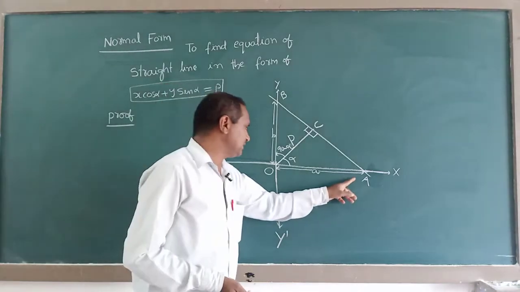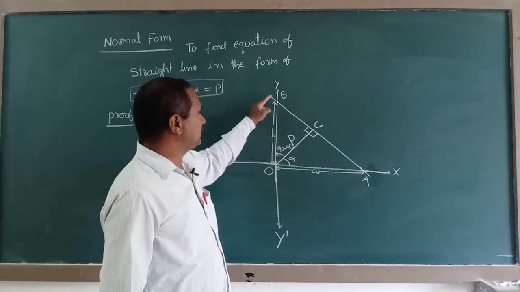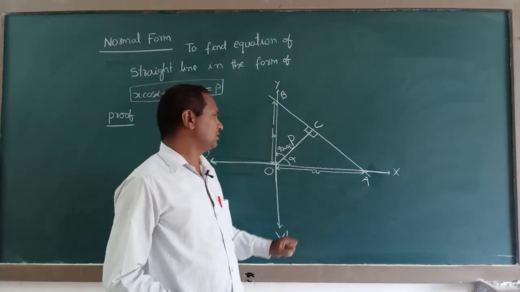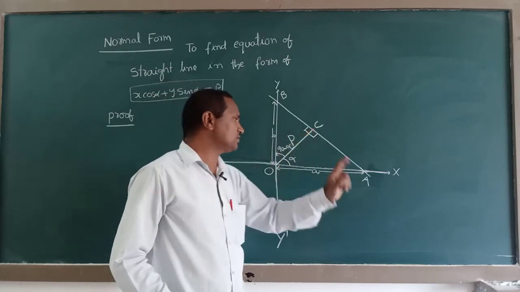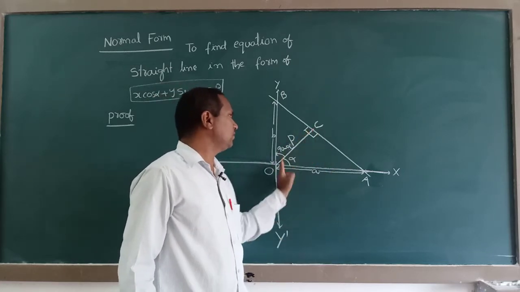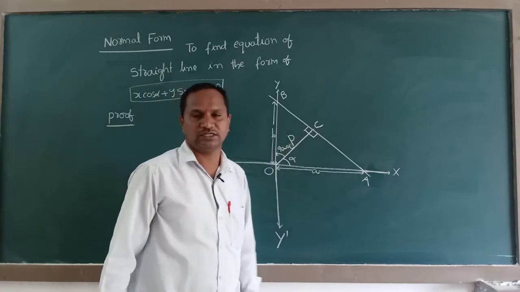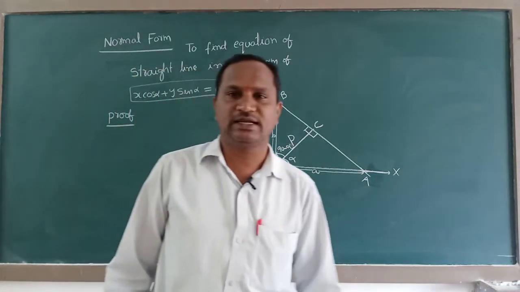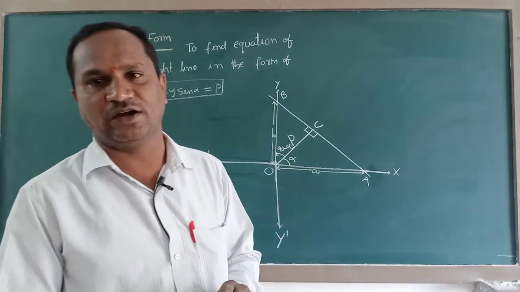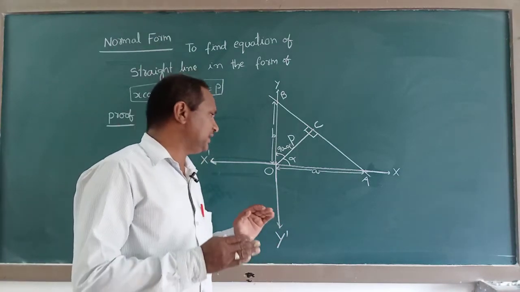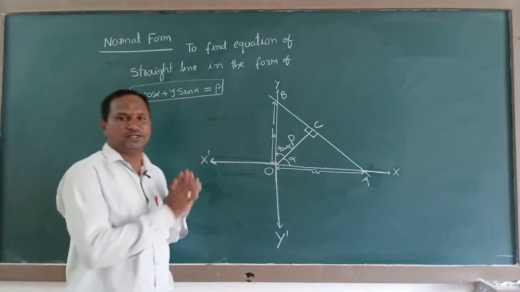One is right angle triangle AOC, another one is right angle triangle BOC, or you can take COA also, no problem, ACO or BCO. That's why two types of right angle triangles we are seeing in the diagram. Now we are going to write the theoretical part about this diagram.